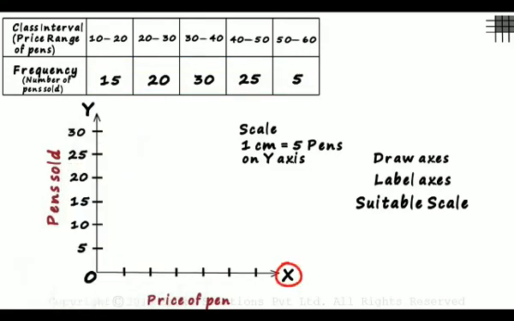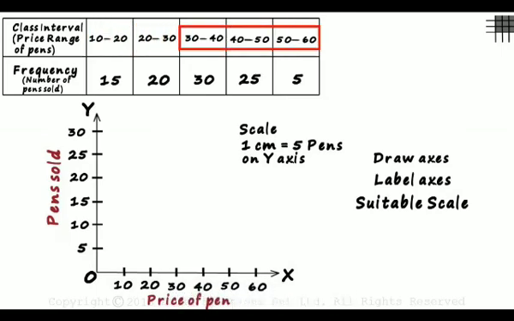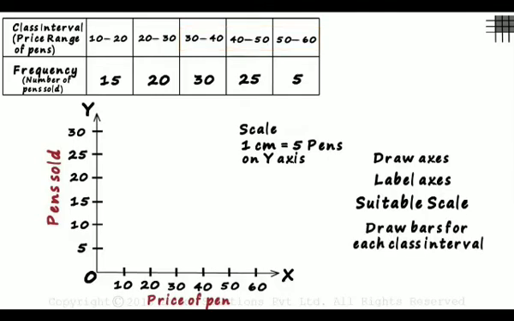And on the x-axis, we start writing the price range of pens. The first range is 10 to 20, then 20 to 30, and so on up to 50 to 60. That's it. Now we just have to draw appropriate bars for each class interval.